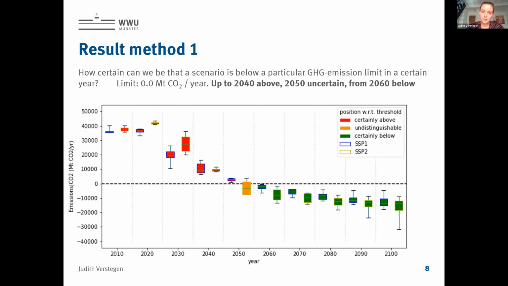This is quite a positive result, I would say, because this particular question about the threshold, the uncertainty in our model ensemble, it doesn't really affect. So many of the cases are either red or green. That means that we can still answer the question despite the uncertainty in the model ensemble.